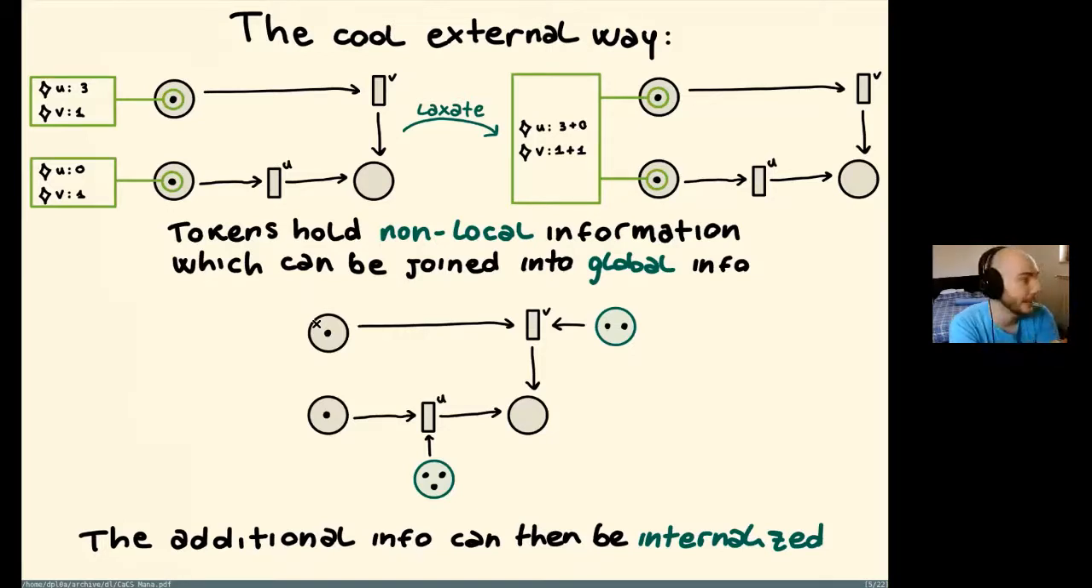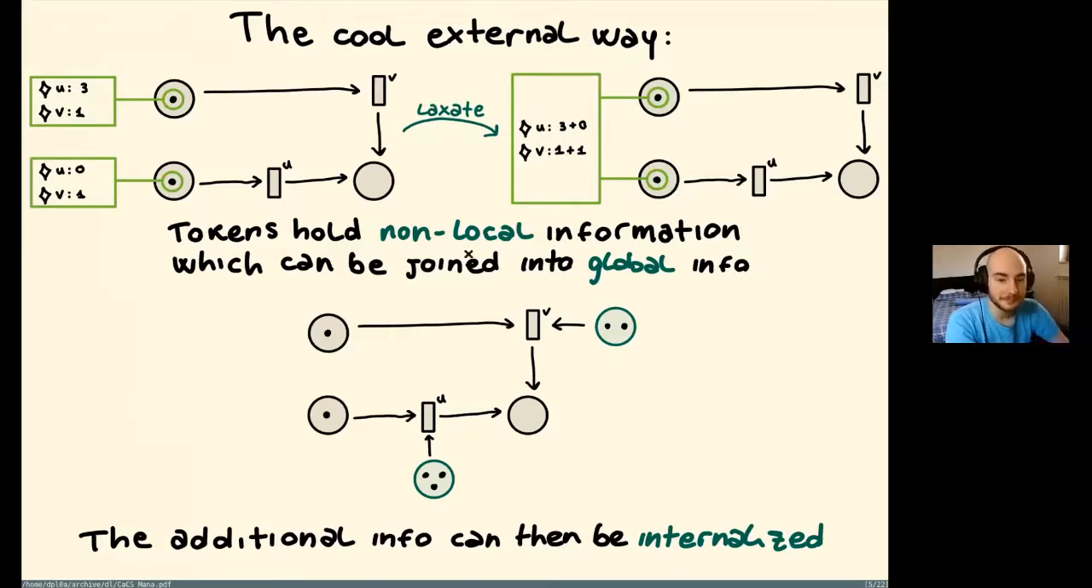And we also have a cool external way in which we have a new flavor of Petri net, not just standard Petri nets, in which tokens can hold information about the state of the net. This information is non-local, but it can be joined into global information. And well, in this case, it's just about how many times a transition can run before just stopping to work. But you can extend it in other interesting ways.